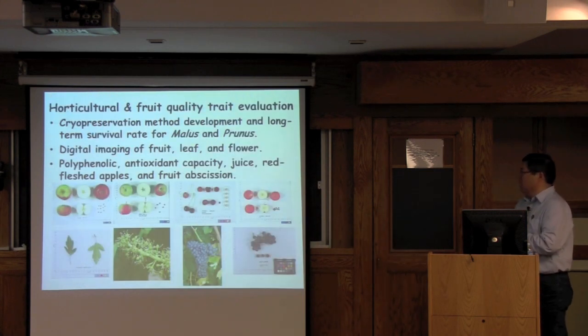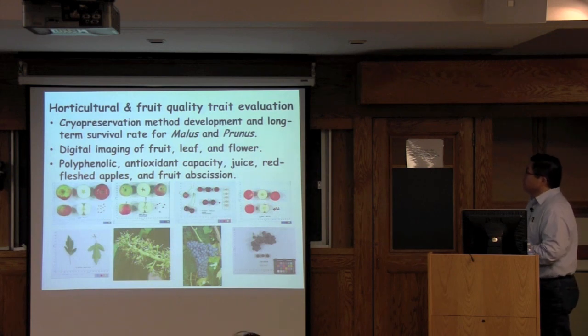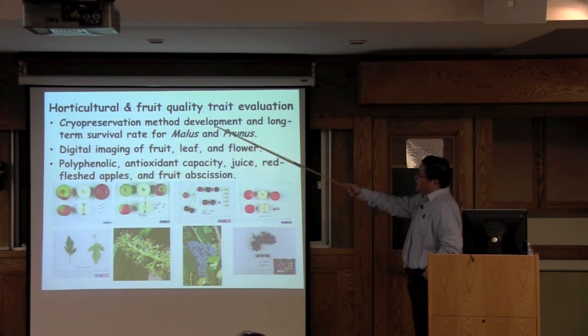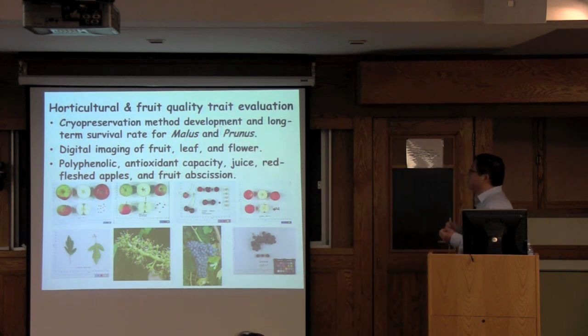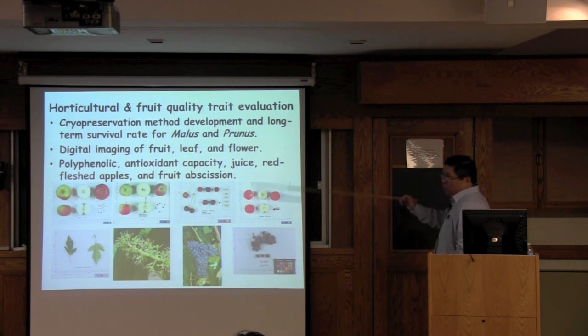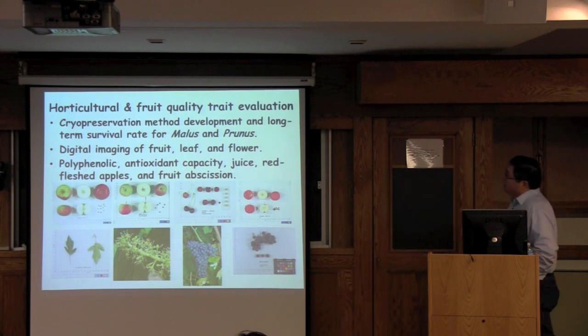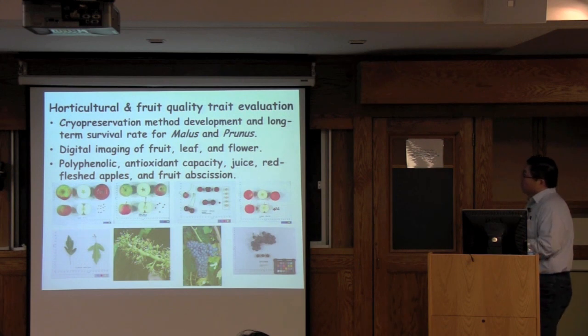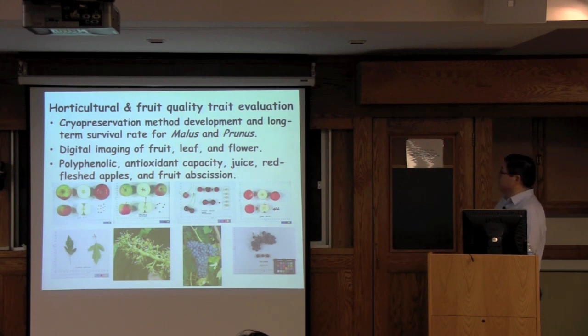We also carry out a lot of horticulture and fruit quality trait evaluation. In the early years, our unit devoted a lot of effort to cryopreservation method development for Malus and Prunus. Together with Fort Collins, they also did a lot of study on the long-term survival rate of the cryopreserved bud material. In the last couple of years, we focused a lot on digital images of the fruit, leaf, and flower. We upload a lot of images into the GRIN database.